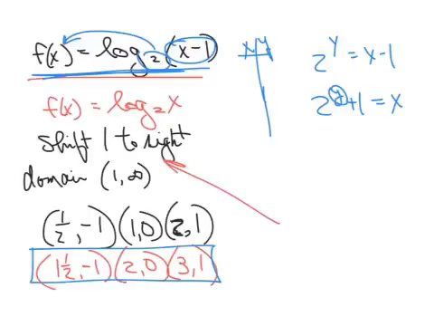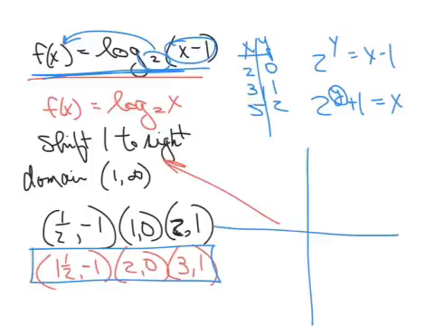So let's put a 0 in there, and that becomes 1 plus 1. Put a 1 in there, and that becomes 2 plus 1. Put a 2 in there, and that becomes 4 plus 1. And you can start getting your graph then.